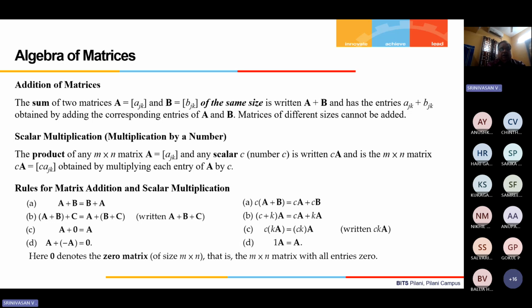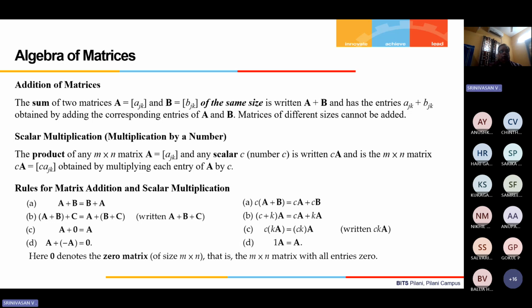The product of any m by n matrix A and any scalar, a number C, is written C into A. C is your scalar, that is a constant, and the matrix is the m by n matrix. It's going to be the same order. Order will not get changed. So what will happen to that C? It gets multiplied by every entry of the matrix A, so that it becomes CA. So CA, what will be the entries then? C into AJK, obtained by multiplying each entry of A by the single constant C. We are going to see examples.